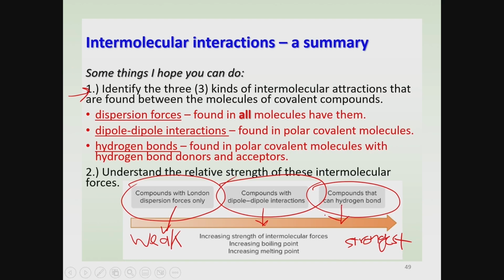Now you have to keep in mind that off the chart here are ionic compounds. The ionic bonds between the ions in an ionic compound are very, very, very, very strong. So let me write in capital letters here, strongest. S-T-R-O-N-G-E-S-T. There we go.